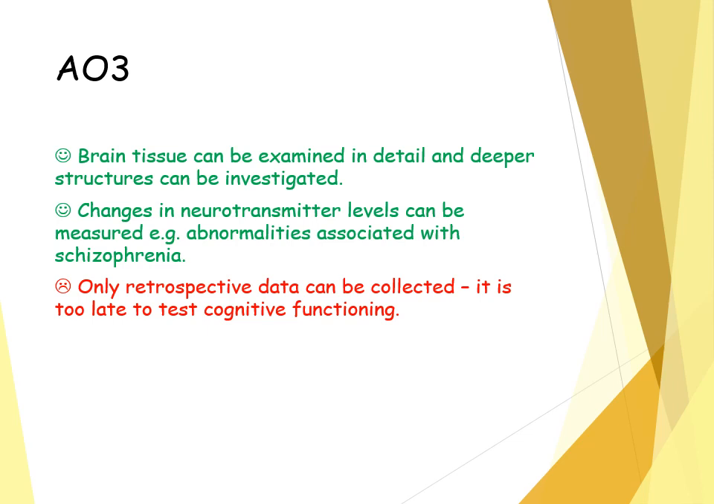So brain tissues can be examined in great detail, and the deeper structures of the brain can be investigated, unlike with ERPs and EEGs. Changes in neurotransmitters can also be measured, so abnormalities associated with schizophrenia. But it's only retrospective data that can be collected. It's too late to retest the person for cognitive functioning because they have passed away. So you're based on retrospective data, which might not be that objective.